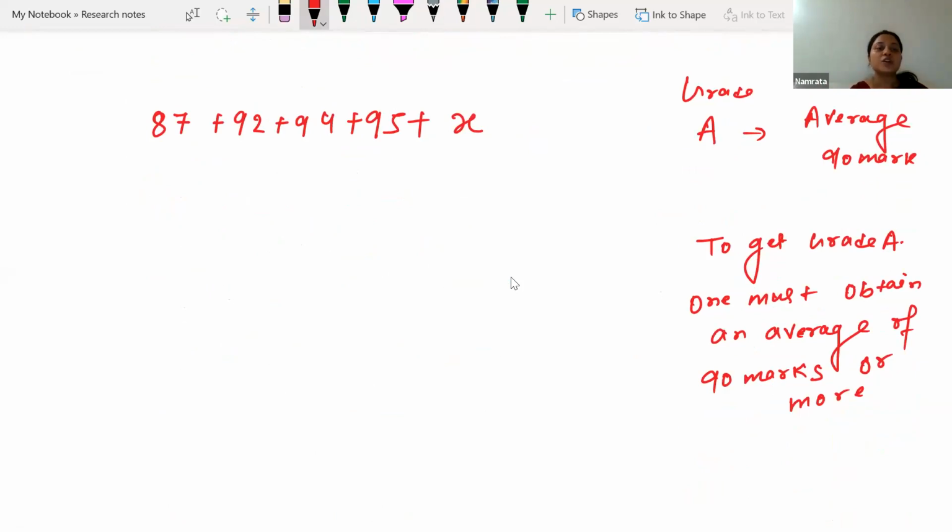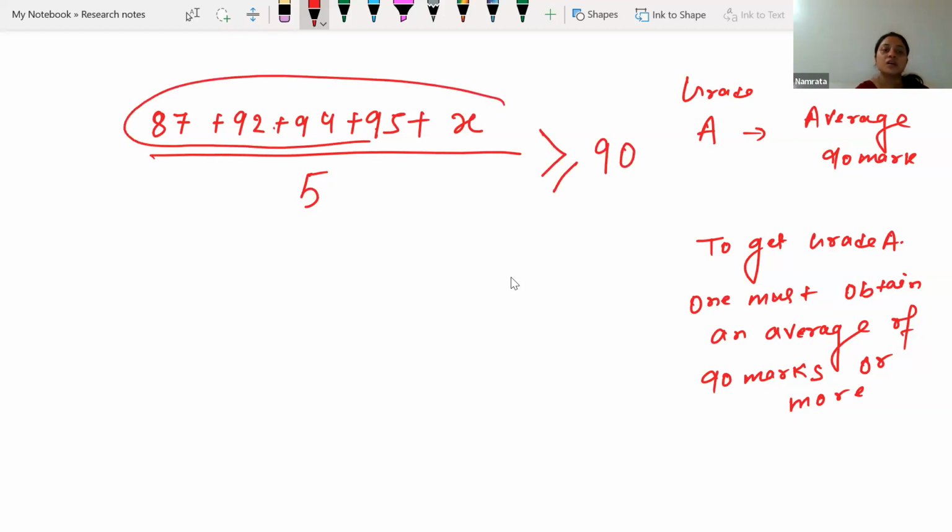So average means what? Sum of all divided by number of terms. This average has to be greater than or equal to 90. These are whose marks? A girl is there whose name is Sunita. So this one is Sunita's marks. An average of her marks has to be greater than or equal to 90. Then and only then she will be getting grade A. Is it clear? Yes, ma'am. Now, will you be able to solve this inequality? Yes, ma'am. Okay.